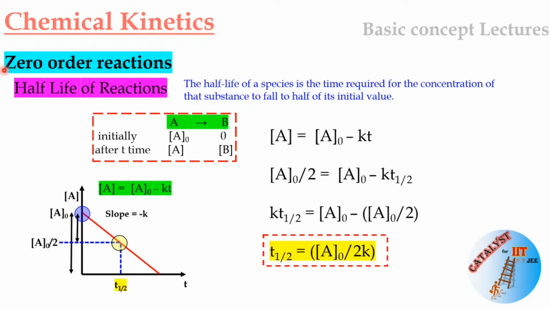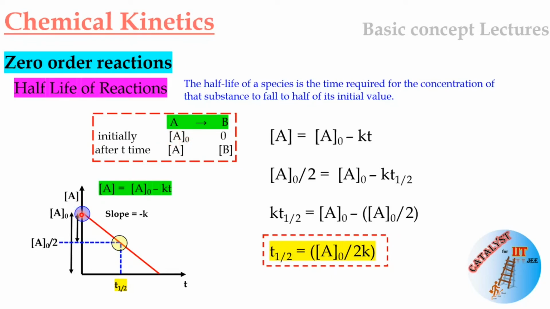Now let us discuss another important concept of these reactions: the half-life of a reaction. The half-life of a species is the time required for the concentration of that substance to fall to half of its initial value. Initially for this reaction, the concentration of A was A0. So the half-life in terms of species A should be the time required to reach the concentration A0 by 2, because that is half of its initial value A0.